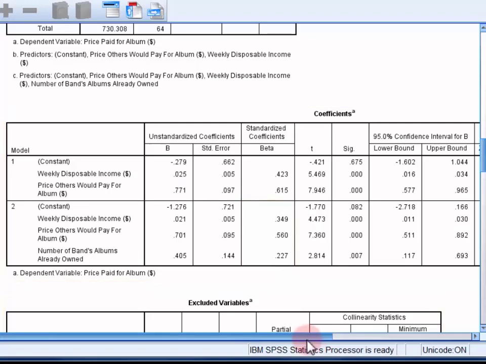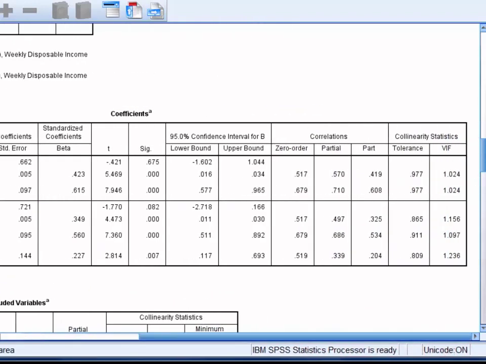Now, also in the coefficients table, if we scroll to the right, we have a set of correlations. The 0-order correlations are the same as those reported in the correlation matrix at the top of the page. The part correlations can be squared to provide squared semi-partial correlations. A squared semi-partial correlation indicates the amount of unique variance in the criterion that can be accounted for by a predictor.